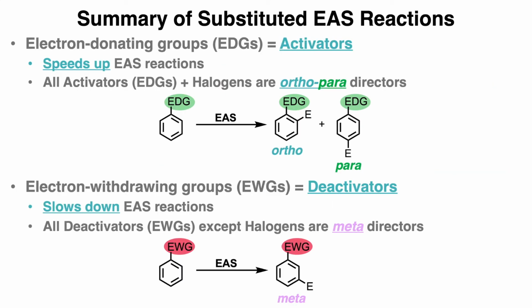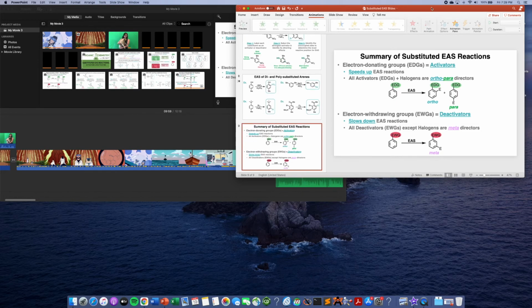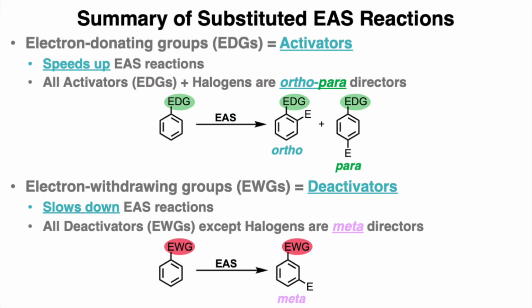So, in summary, electron donating groups can also be called activators, which speed up EAS reactions. All activators, as well as halogens, are ortho-para directors. Conversely, electron withdrawing groups can also be called deactivators, which slow down EAS reactions. All deactivators except halogens are meta-directors.